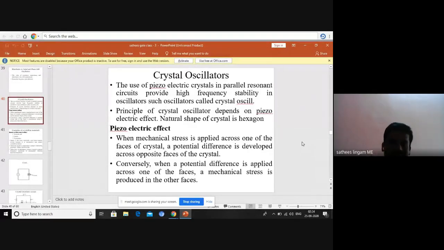Some of the specialized crystals we are using: the use of piezoelectric crystals in a parallel resonance circuit provides high frequency stability in oscillators. Such oscillators are called crystal oscillators. Mostly the crystal oscillator is used for microprocessors, microcontrollers and digital devices. So we are not going for LC circuits and RC circuits; mostly we prefer the crystal oscillator.